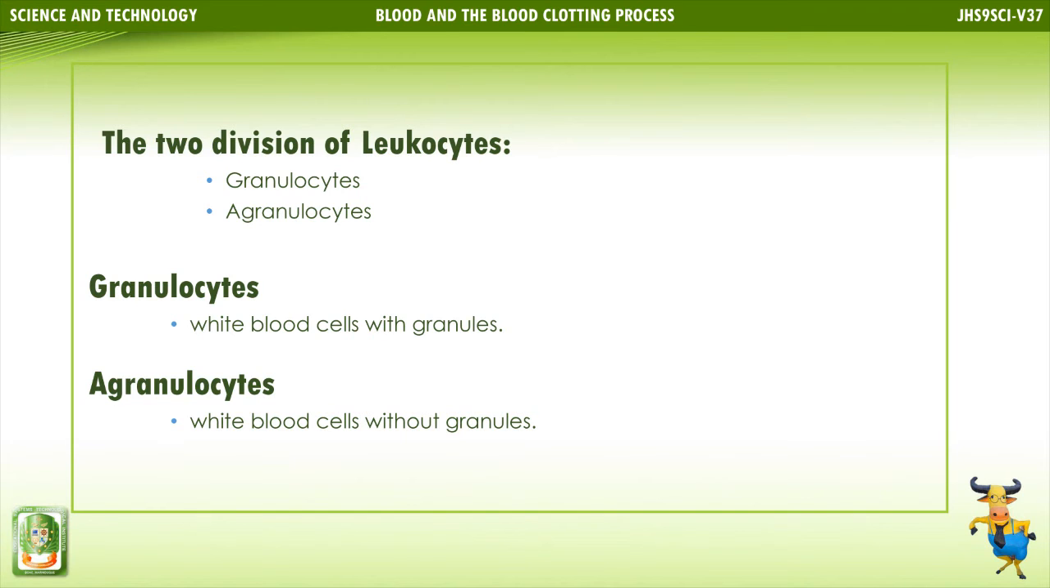The shapes of their nuclei and the presence or absence of granules in their cytoplasm are used in identifying white blood cells. There are two divisions of leukocytes: granulocytes and agranulocytes. Granulocytes are the white blood cells with granules, and agranulocytes are the white blood cells without granules.